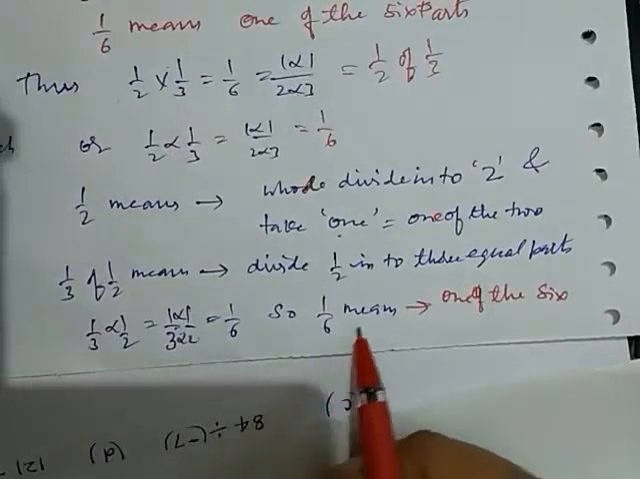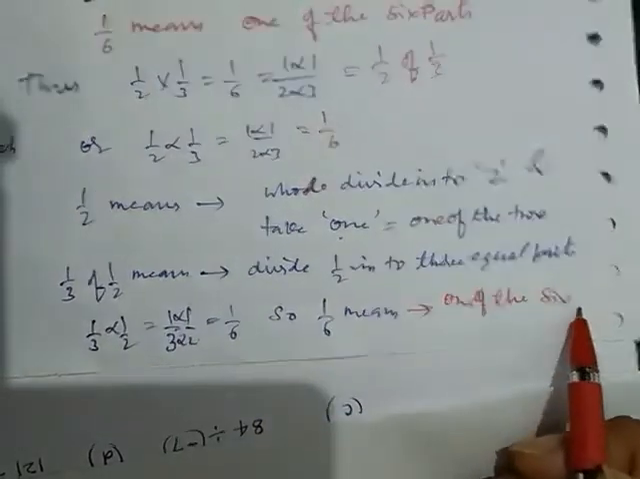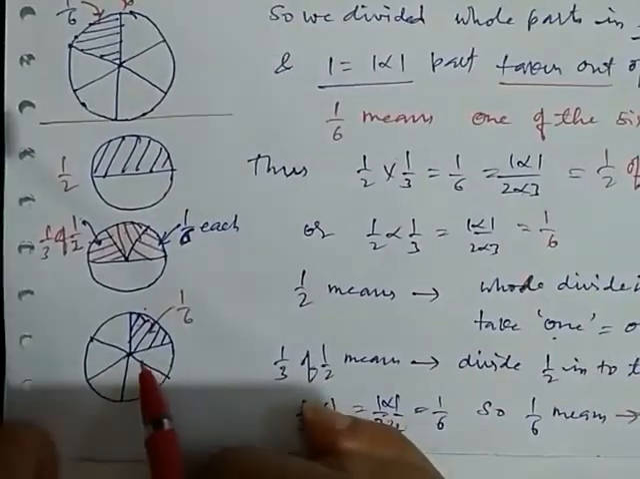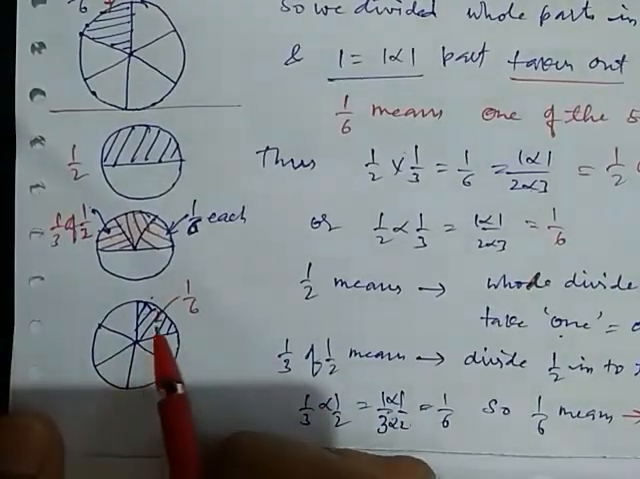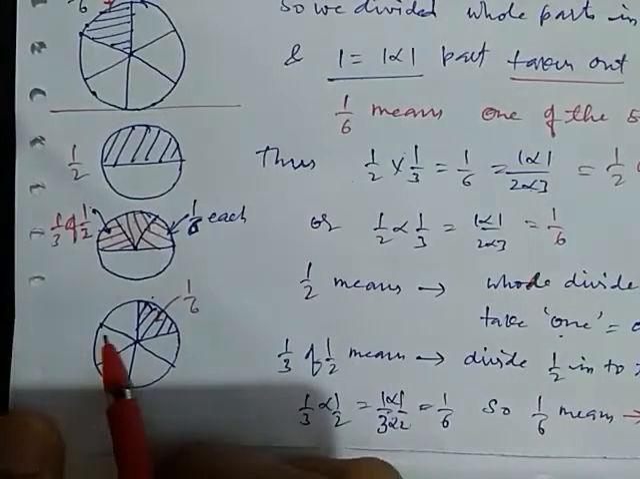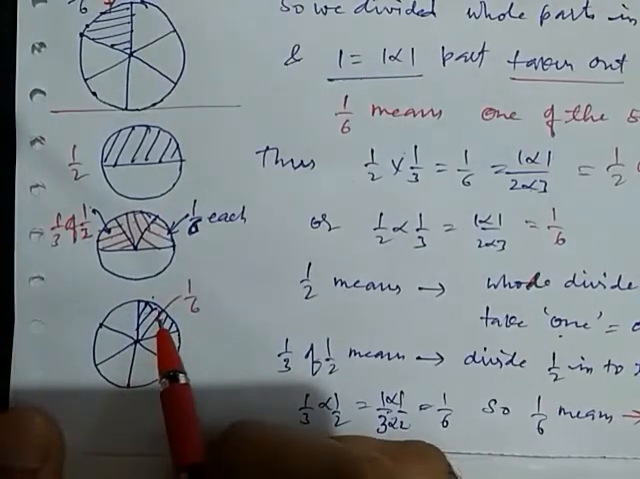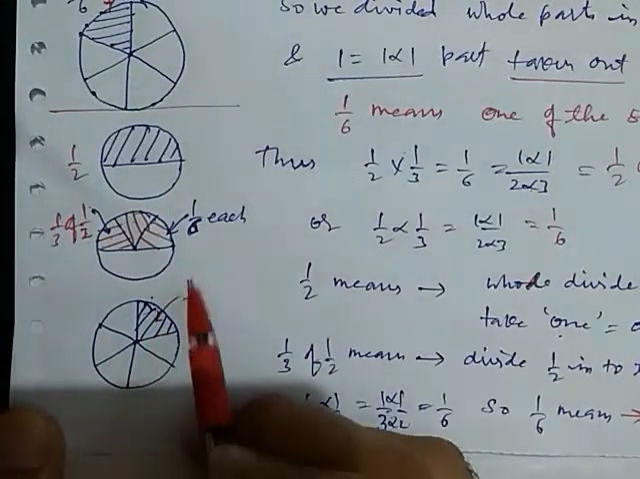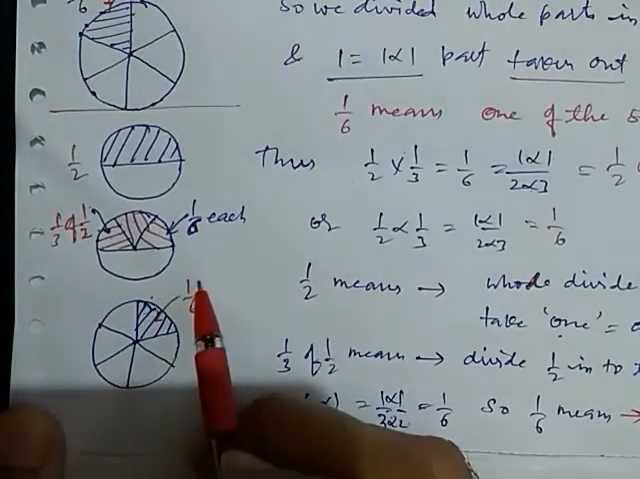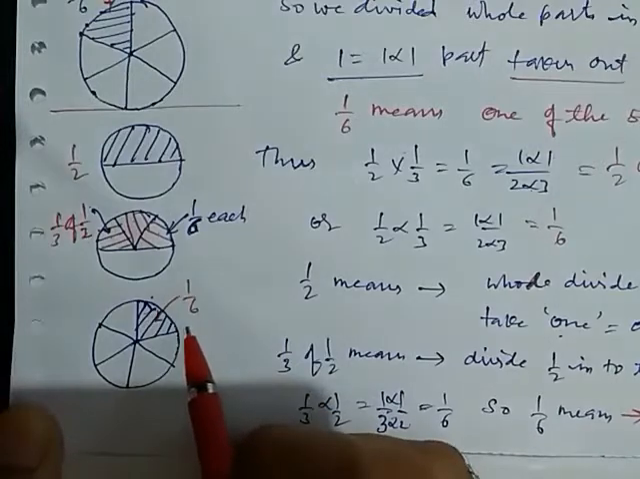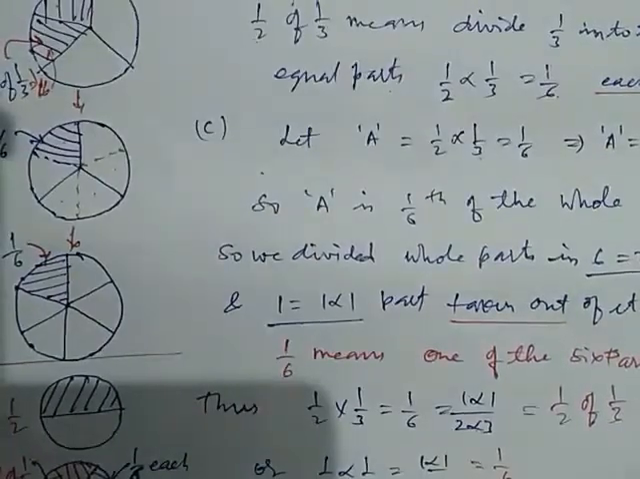So 1/6 means 1 of the 6. This is clearly understood here. The whole has 6 parts: 1, 2, 3, 4, 5, 6, and we consider only 1. So this is 1/6. It means there are 6 parts in total and we consider 1 part, which is 1/6. Okay, so we take another example.